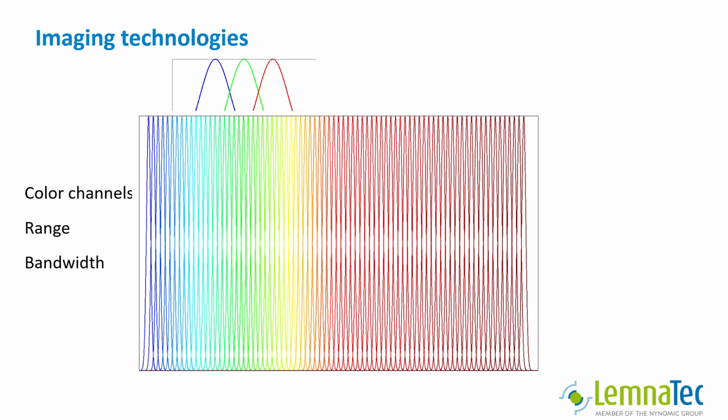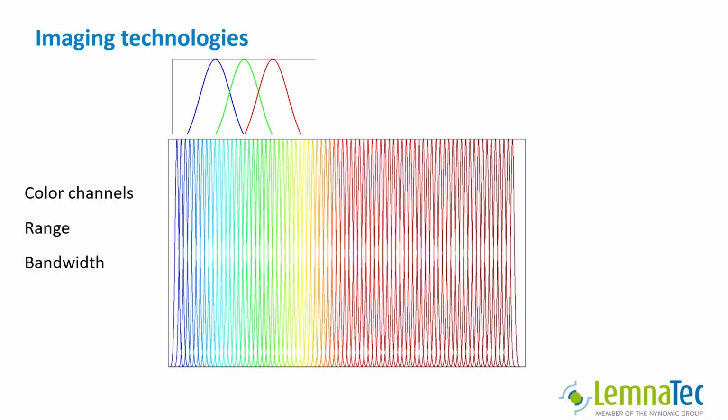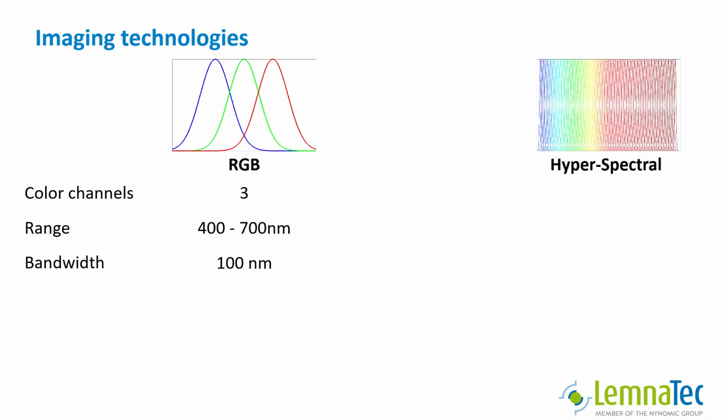On the other side, we have hyperspectral imaging. With hyperspectral imaging, we have many more individual channels or bands, and each of them has a narrow bandwidth of about 1 nanometer. The spectral range is also wider, covering the visible range and the infrared range, up to 2500 nanometers.